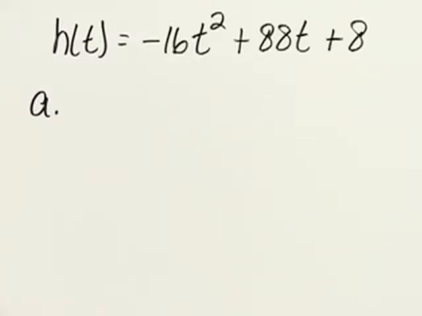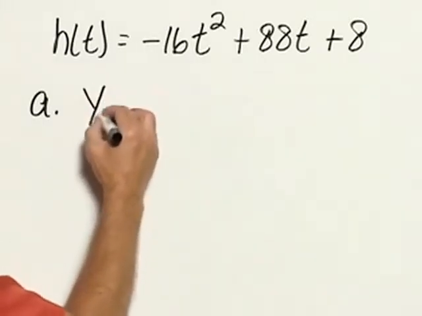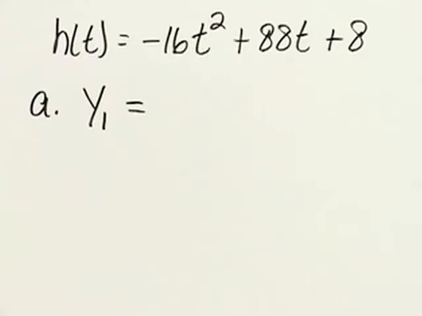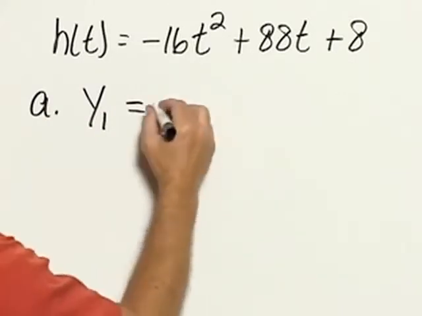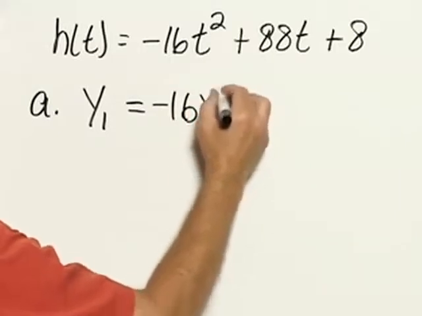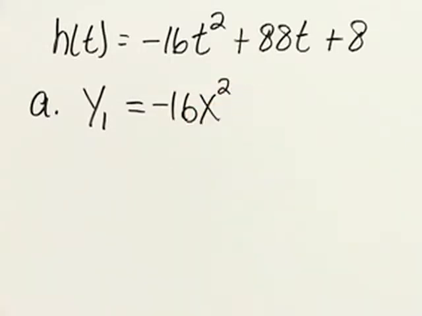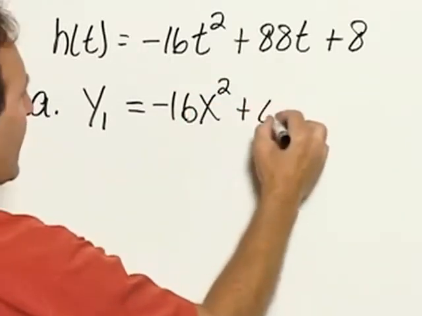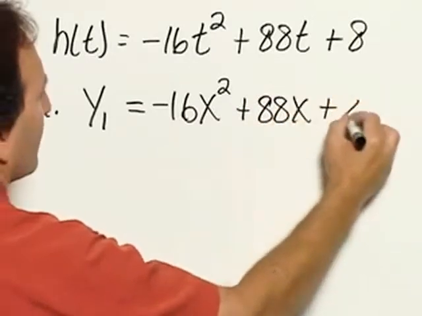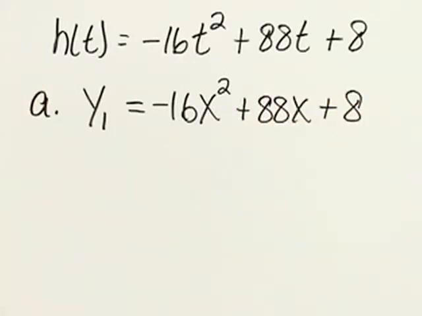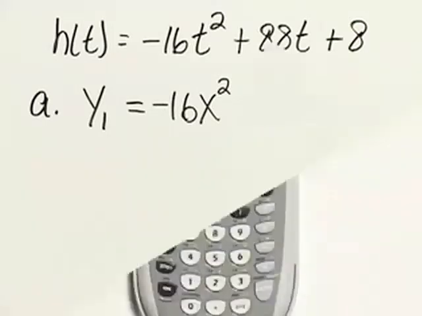To do it on the graphing calculator, we would go to the equation editor where we would enter in the Y1, and the way we have to enter it is -16x² in place of t, plus 88x plus 8. So let's go enter that into the calculator so we can take a look at its graph.